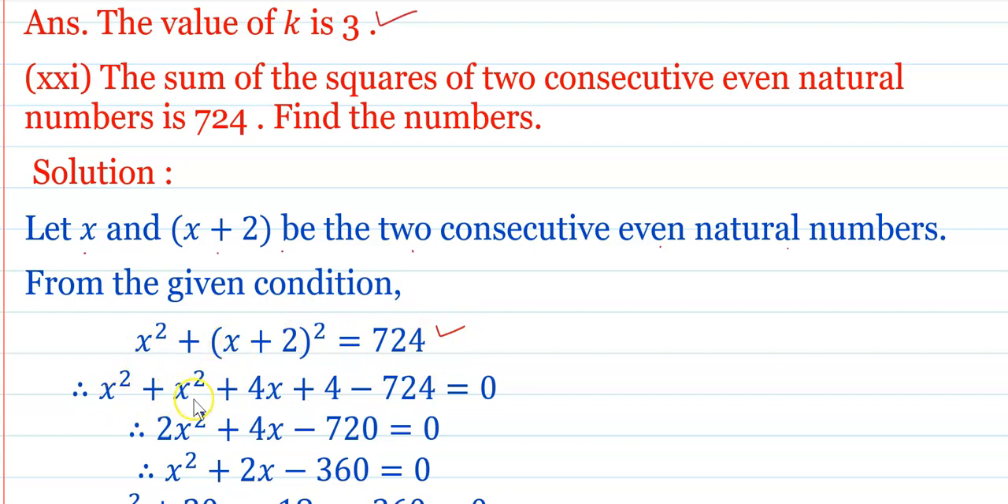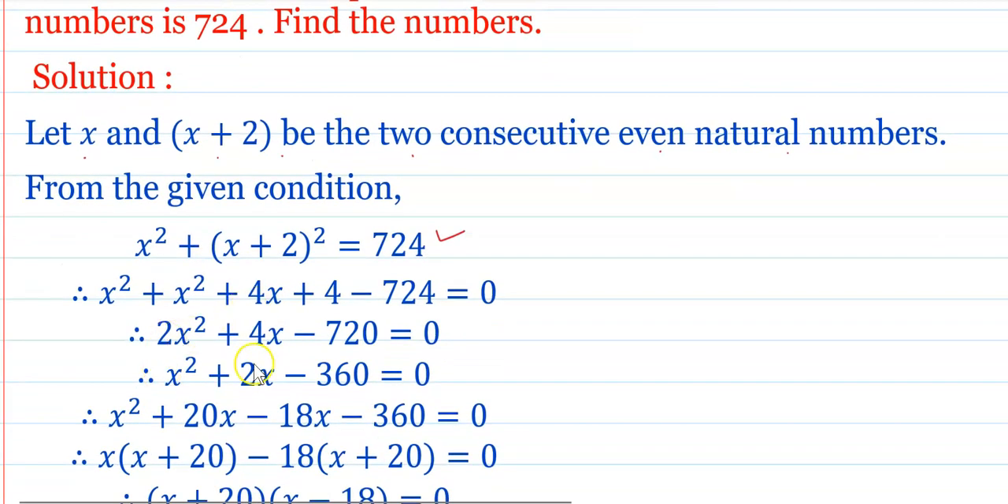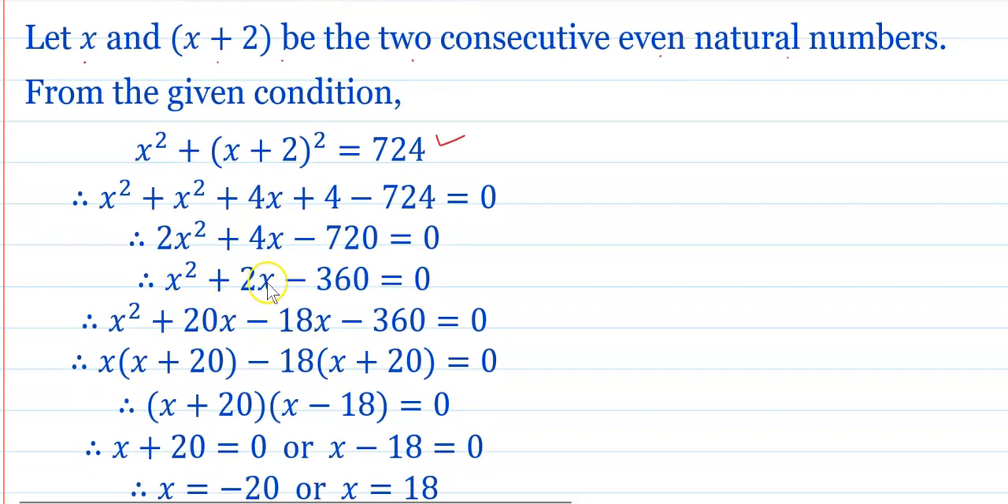x square plus 4x plus 4 minus 724 is equal to 0. x square plus x square is 2x square plus 4x. 4 minus 724, you will get minus 720 is equal to 0. Divided by 2, you will get x square plus 2x minus 360 is equal to 0.